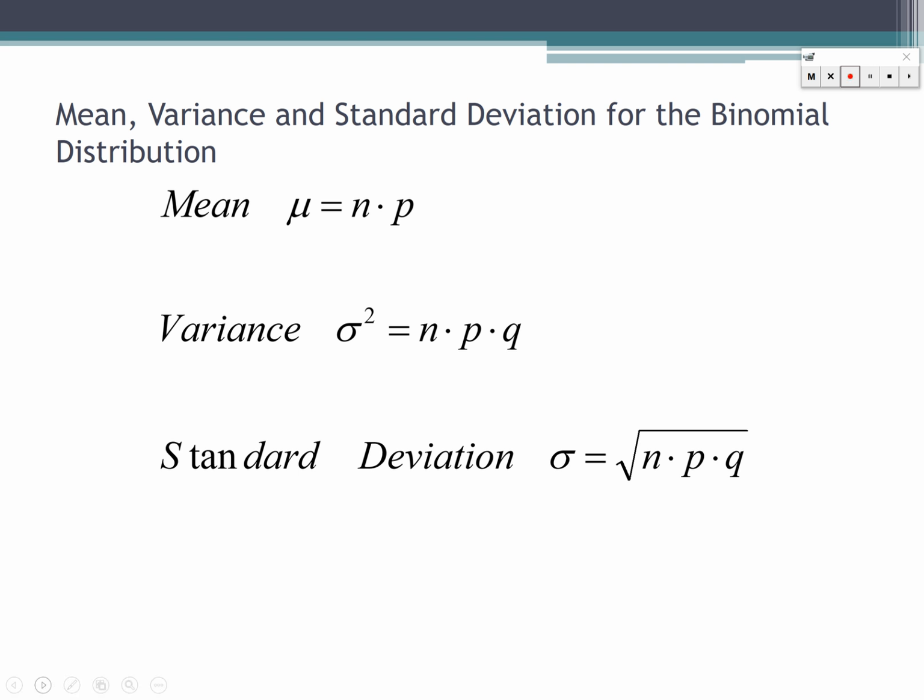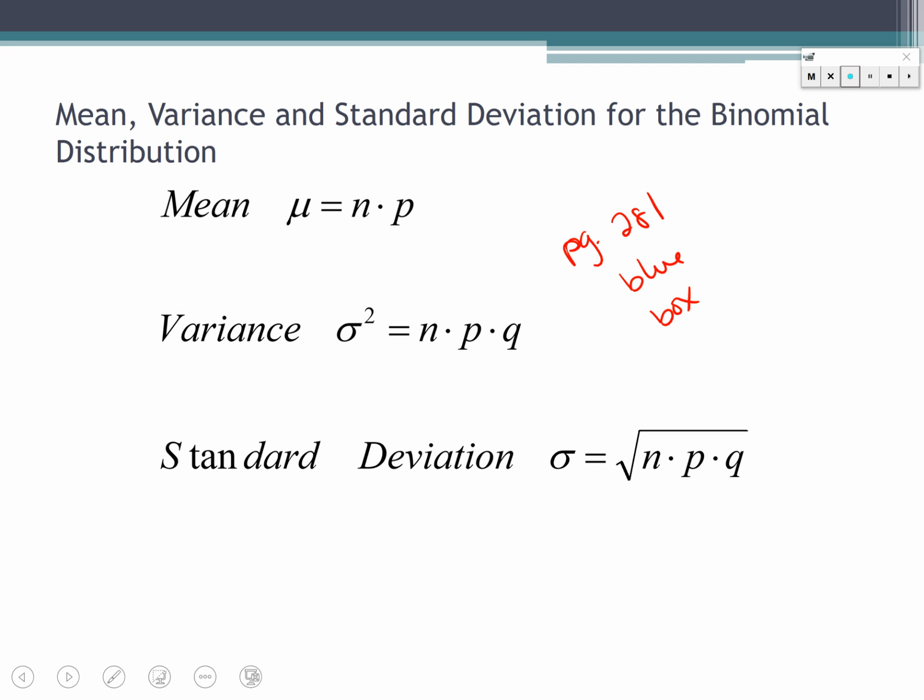Now I know we're really starting to run short on time here, guys. Here are the easiest formulas we probably learned all year: mean, variance, and standard deviation for the binomial distribution. These are on page 281. There's a blue box. Page 281, there is a blue box there with those in it.